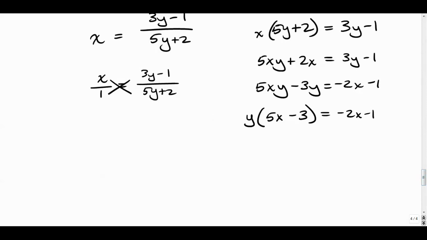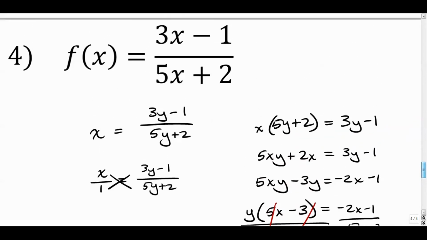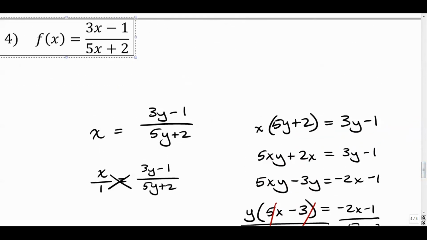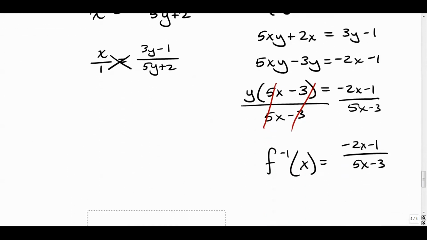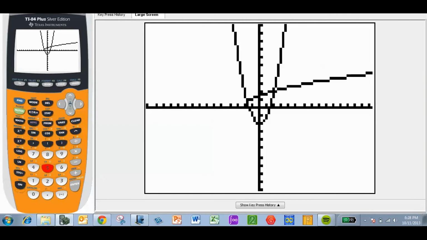And now I just want to divide out by that binomial. So these, of course, cancel out, and we get our inverse is equal to negative 2x minus 1 over 5x minus 3. And this one might be good to graph. Let's check this one. What was my original function? Let me kind of bring that down here so I have them together. Let's see if these two sort of fit our graph.